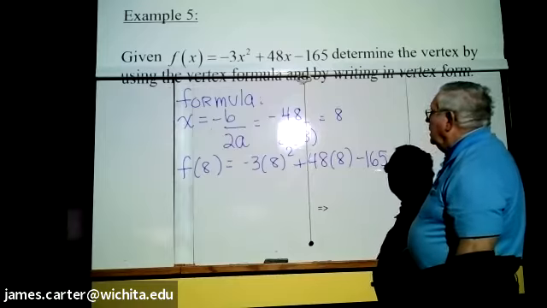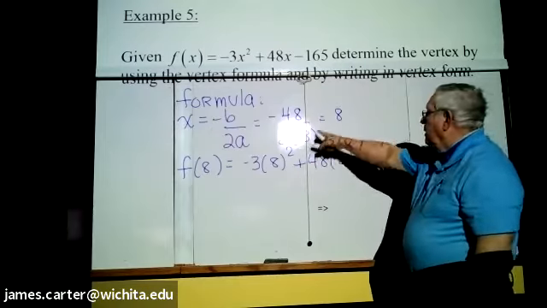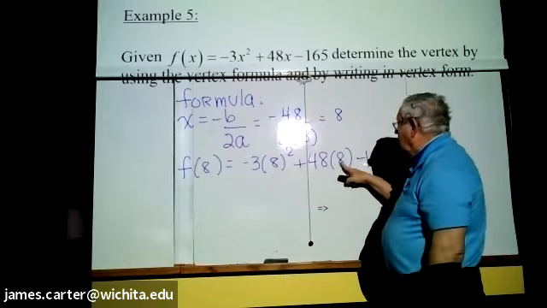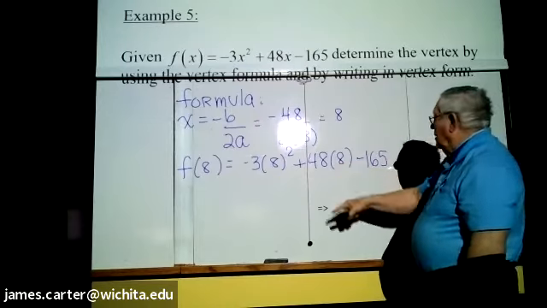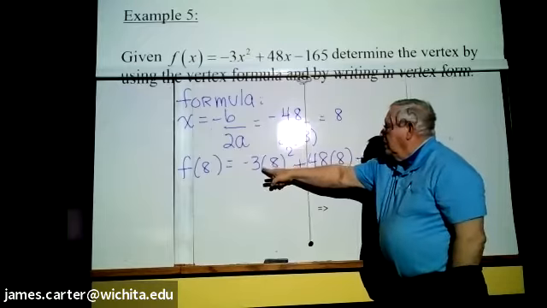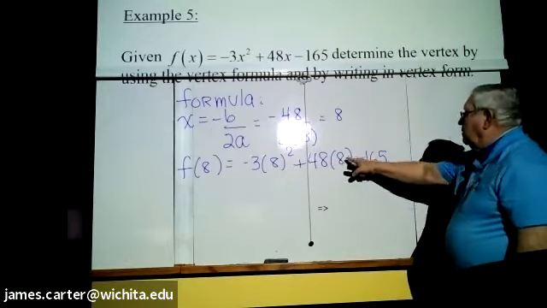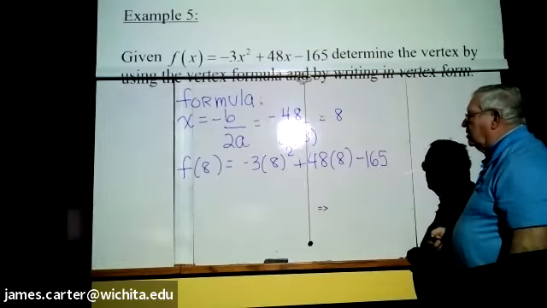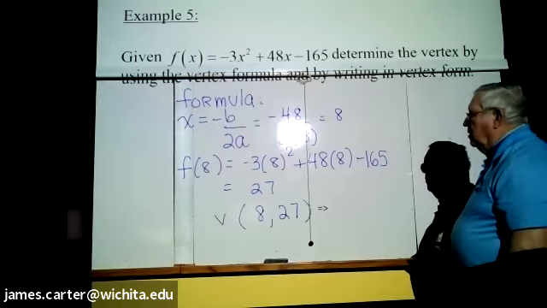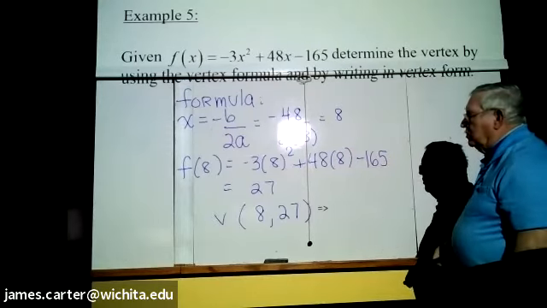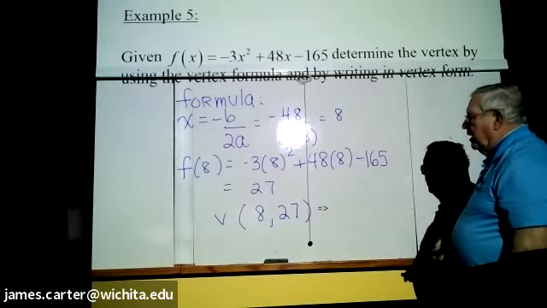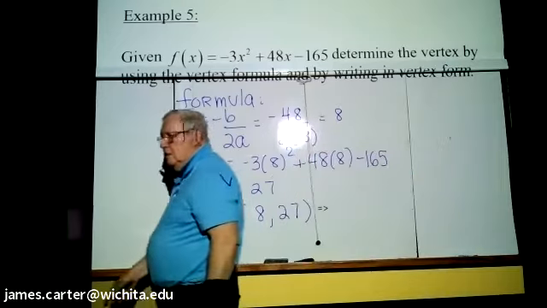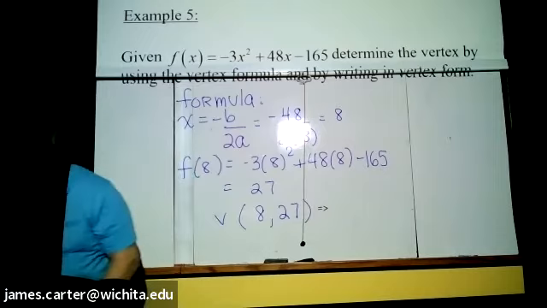Now, if we replace x with 8, that's what this is saying. We're going to retake the equation, and we're going to substitute 8 for the x value here and here. First, we have to square this 8, 64, and 64 times 3. And then we have to take 8 times 48, and then we've got the 165. So these are some numbers that you might want to do on the calculator. This whole thing is equal to 27. That means if x is 8, then y is 27. Now, I want to take just a moment and do that calculation on the calculator for you.